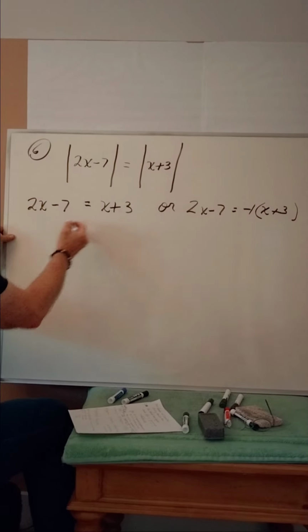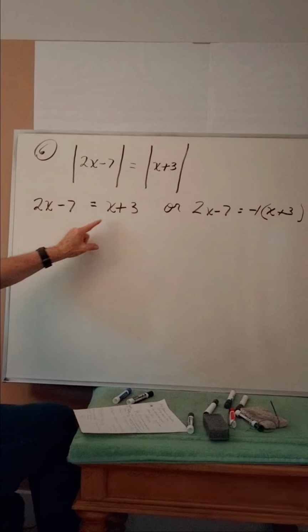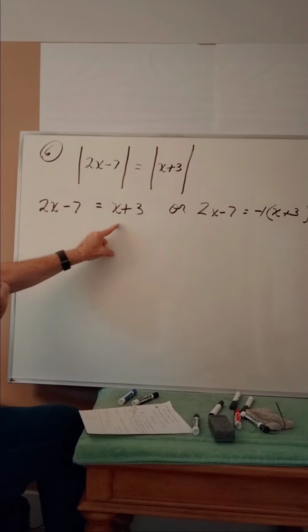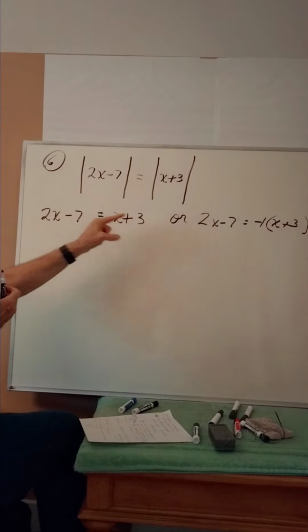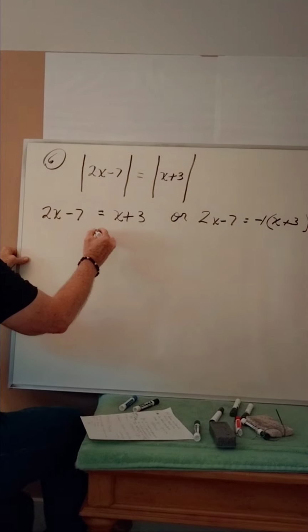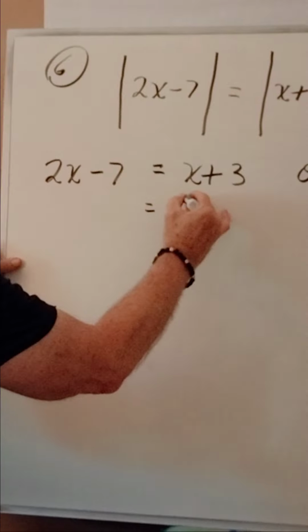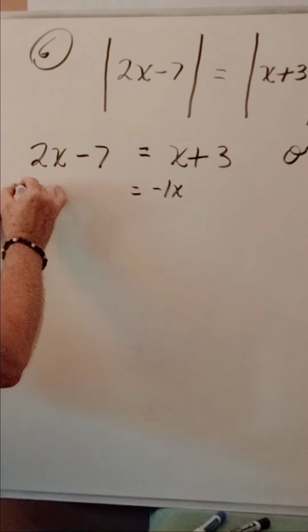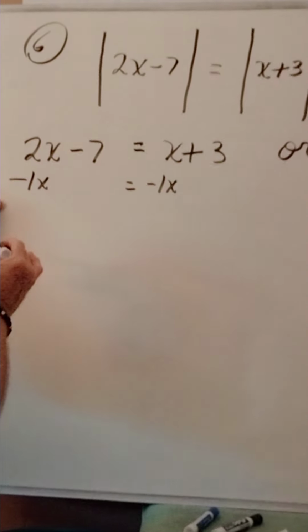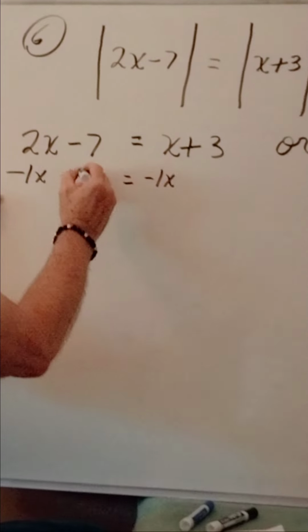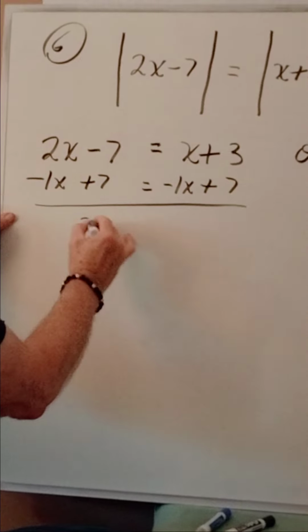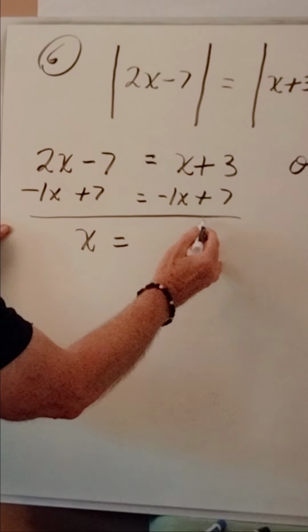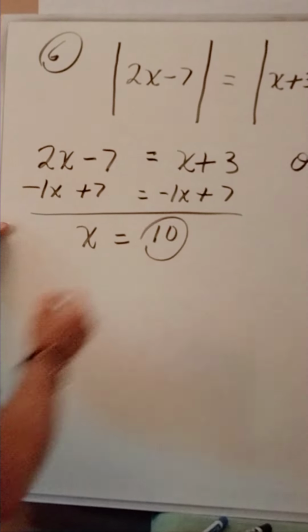2x minus 7 is equal to x plus 3. I'm going to move the x off of the right and get it over on the left. And I'm going to move the -7 and get it over to the right. And we'll do it on the same line. Minus 1x. Minus 1x. Get rid of him. Positive 7. Positive 7. We'll have x is equal to 10.